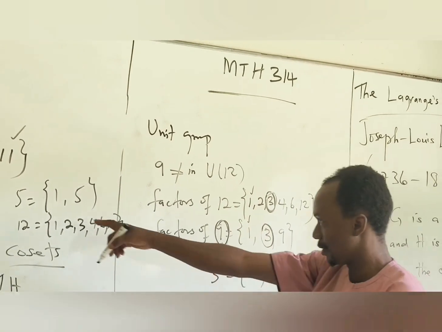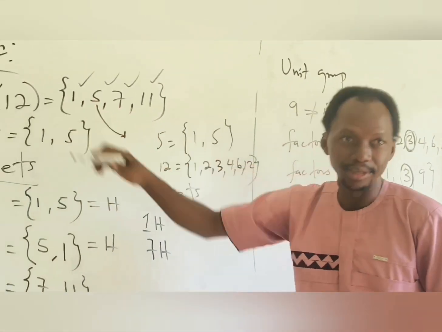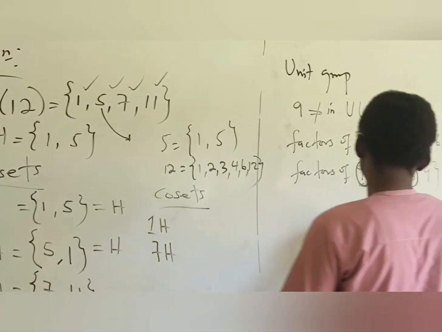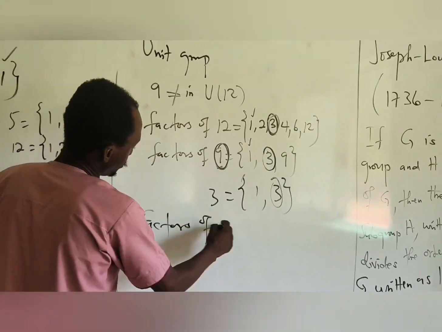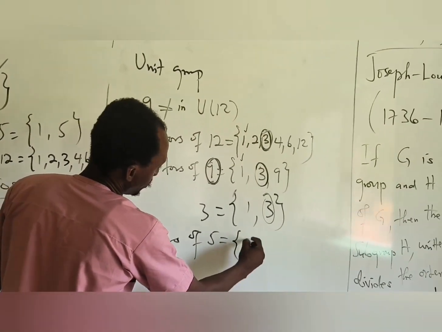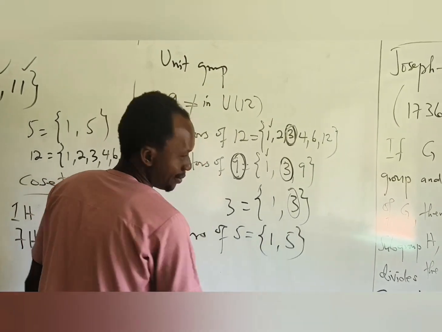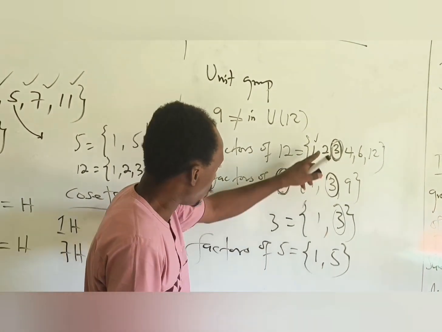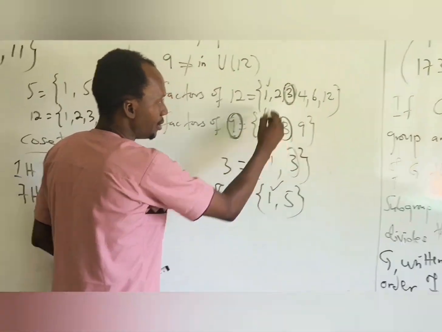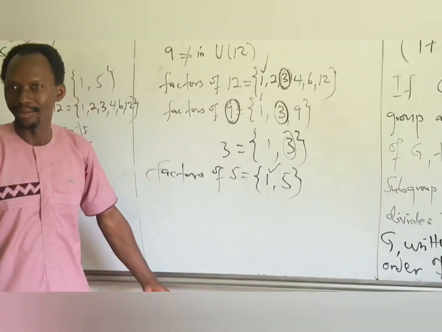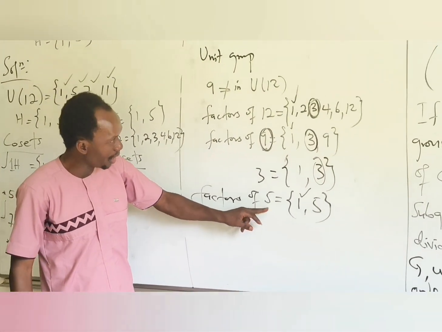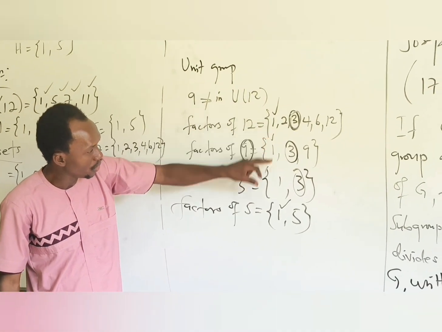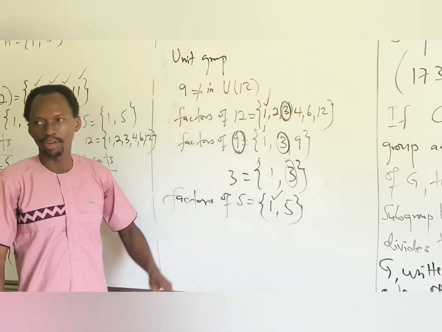Now look at factors. Let's see why 5 is in U12. So factors of 5. What are the factors of 5? 1 and 5. What is common here and here? Is it only 1? Only 1. That's why. So immediately the only common factor between this number and the U is only 1. That means this one is part of it.